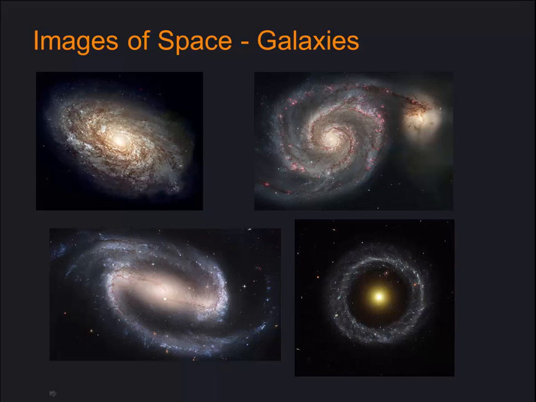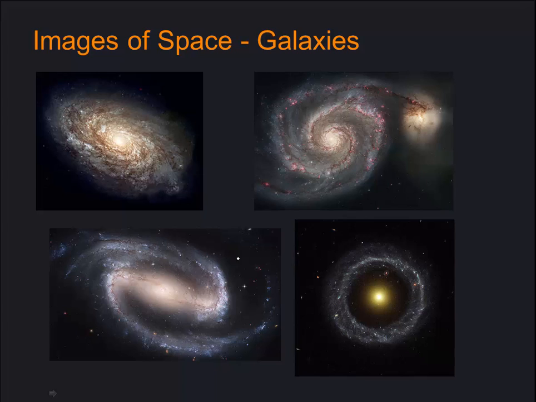This is a barred spiral galaxy. This is a ring galaxy. All of these are made up of trillions of stars. So these glowing streams in here, those are actually lots of stars, like a cloud of stars in here. So you're looking at lots and lots and lots of stars.